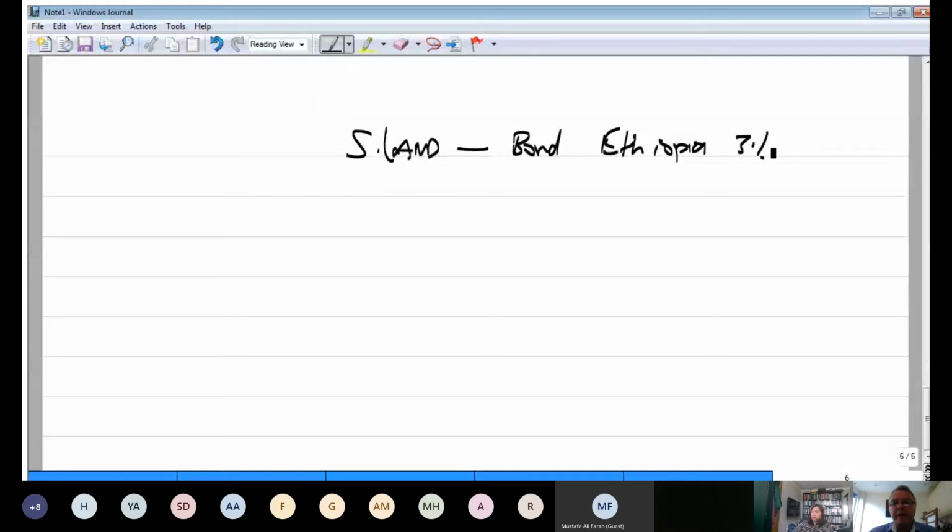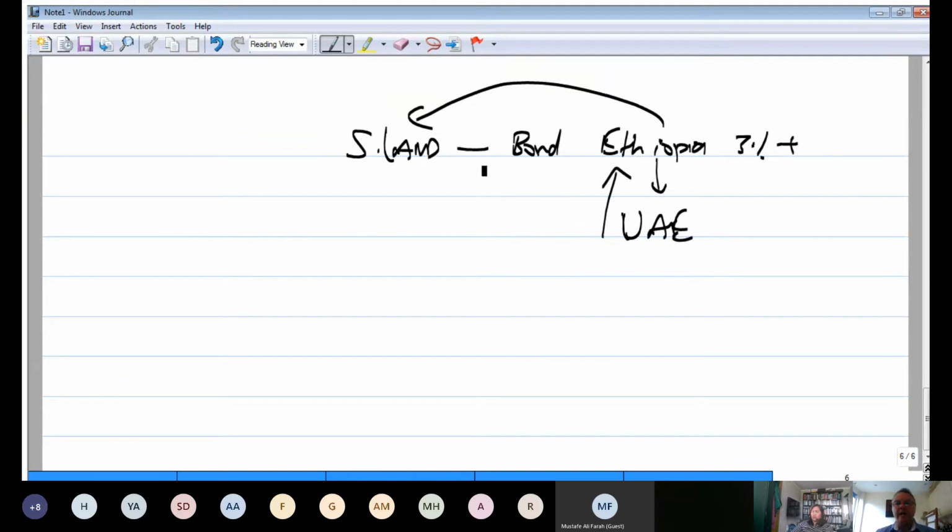Remember, you're going to get 3% investment back, 3% extra. But then Ethiopia said, look, we can't give you your money back yet. So they sell that to, let's say, the UAE, United Arab Emirates. That means the UAE buys the bonds from Ethiopia. Ethiopia pays back the Somaliland government.